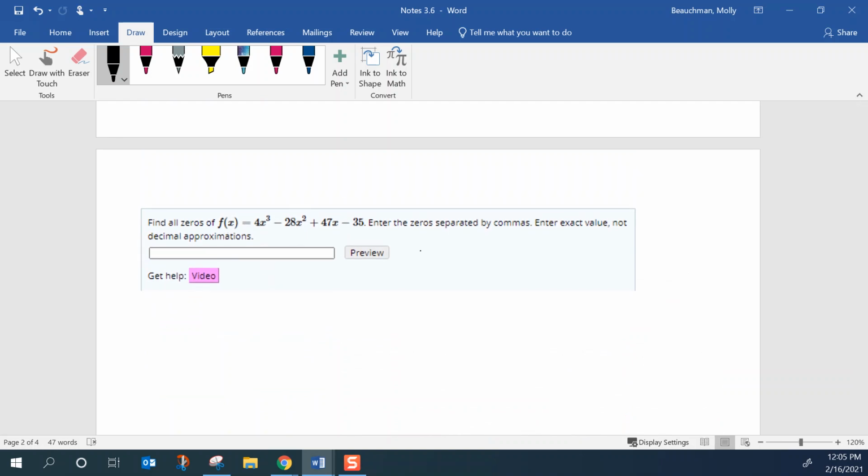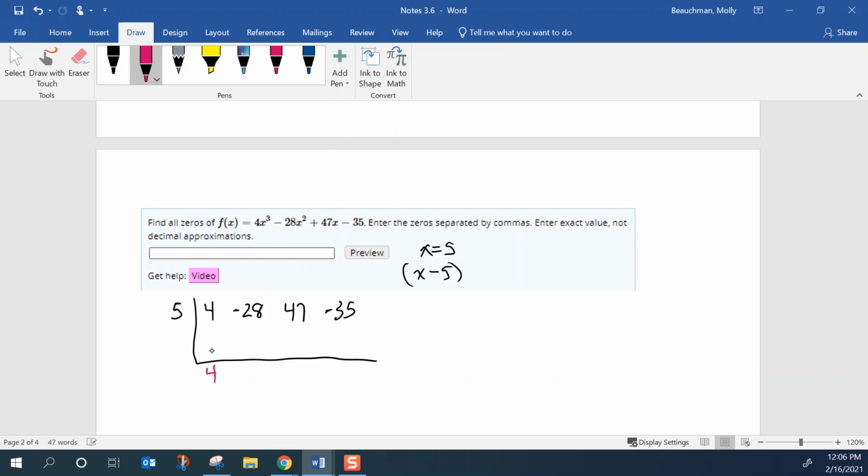If it crosses at 5, x equals 5 is a zero. That means x minus 5 is a factor. So divide using synthetic division. I have 4x to the third minus 28x squared plus 47x minus 35. And we're going to divide that by x minus 5. So that means positive 5 goes on the outside.